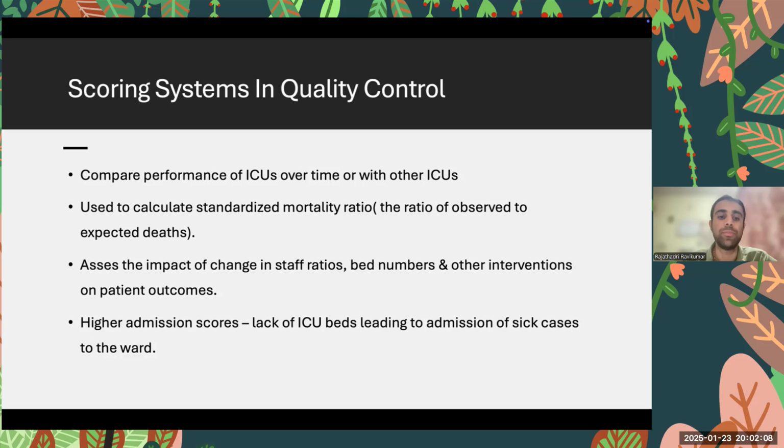by adding bed numbers, or if we are doing some other intervention. Then higher admission scores indicate that there is a lack of beds, leading to admission of only sick cases to the ward. So when I was working in AIIMS Delhi also, in our ICU we used to get a lot of sicker cases because the bed numbers are limited. The patients coming to the ER are huge. So we had to manage a lot of moderately sick cases in the ward itself and take those patients who are very sick into the ICU. So it leads to this higher admission score. So we have to address those causes at an organization level or at a different level.